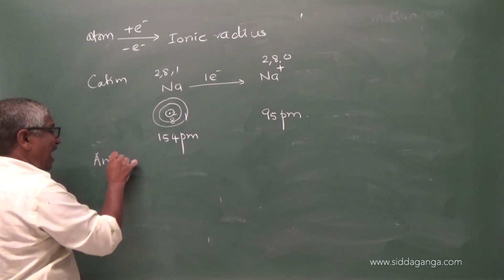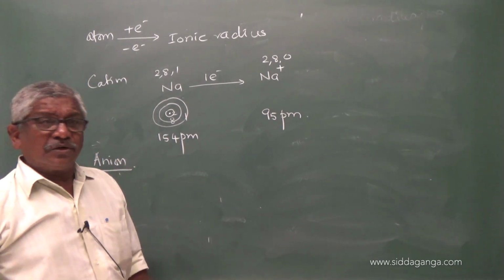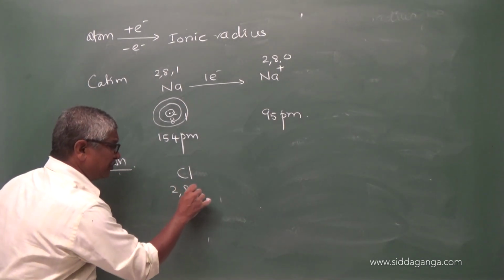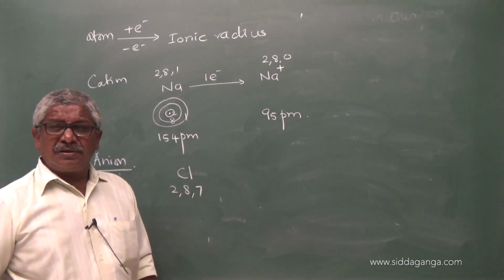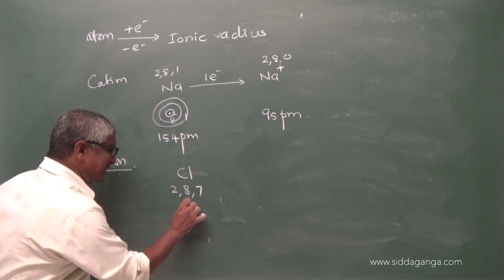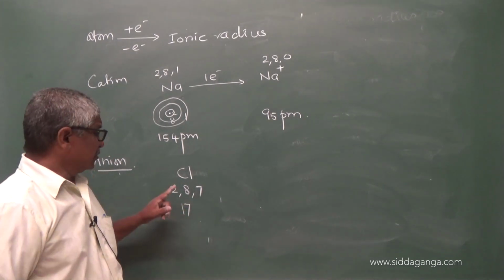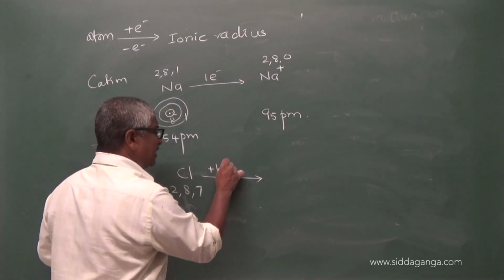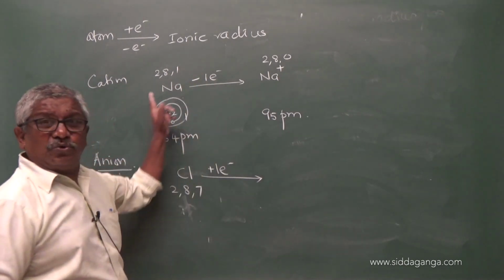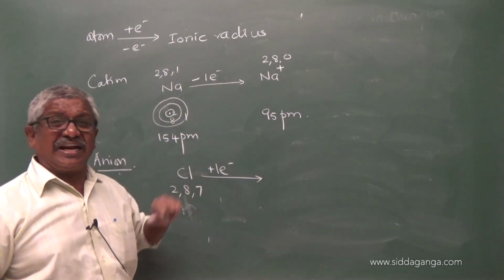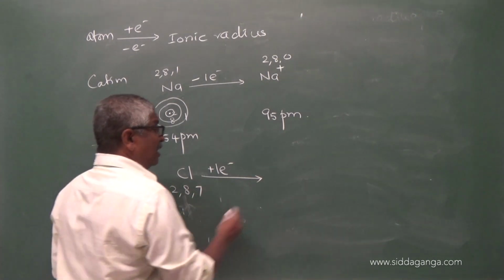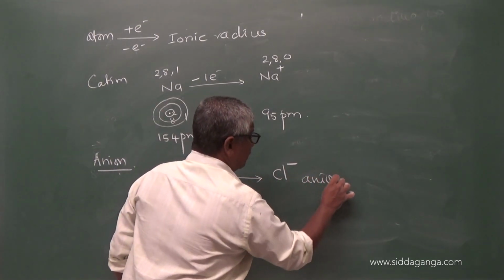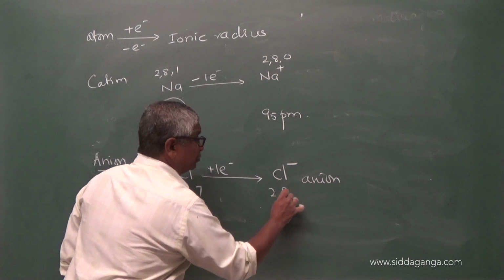Next we go for the anion. Chlorine, you know, the chlorine atom has the electronic configuration of 2, 8 and 7. Atomic number is 17. So 2, 8 and 7. What happens to the chlorine? Chlorine gains 1 electron. Here chlorine gains 1 electron, while sodium loses 1 electron. So 2, 8, 7. After gaining 1 electron, it becomes chloride. It is an anion. The electronic configuration becomes 2, 8, 8.